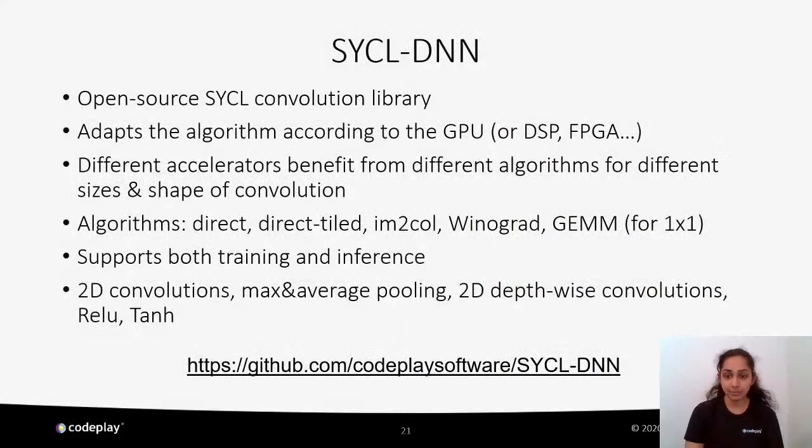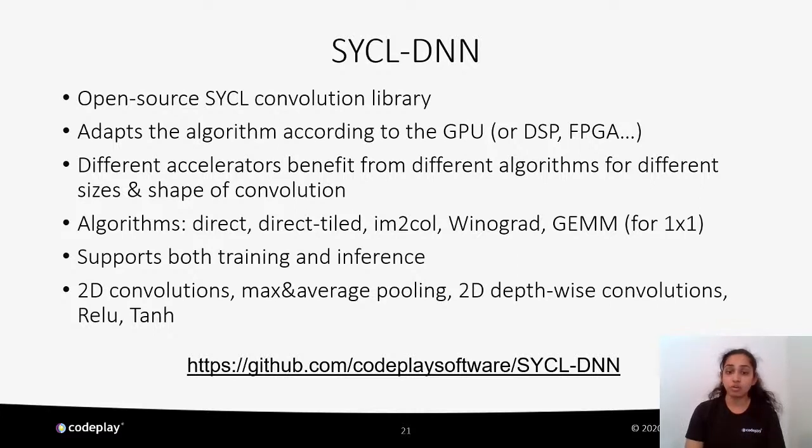Another open source library as a part of the SYCL ecosystem is SYCL-DNN. SYCL-DNN adapts the algorithms according to the GPU, DSPs or FPGAs that we are using. It allows different accelerators to benefit from different algorithms based on the amount of memory that is available or on the shape of the convolution that they are using on the architectures.